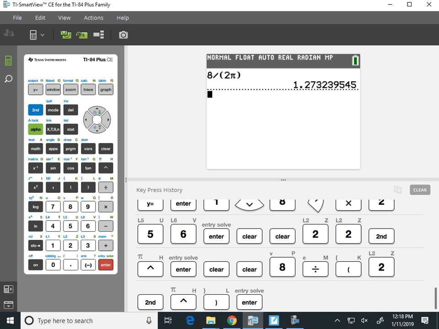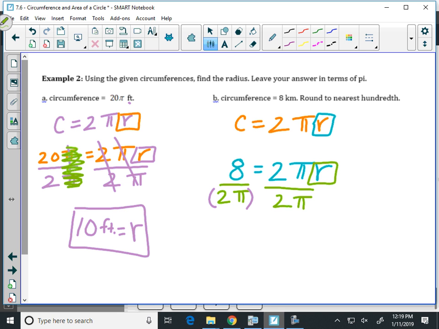So if we round that to the nearest hundredth, how many decimal places is the nearest hundredth? 2. So we would say it's 1.2 what? 7. The 3 keeps the 7 a 7. So our radius is about 1.27 kilometers.